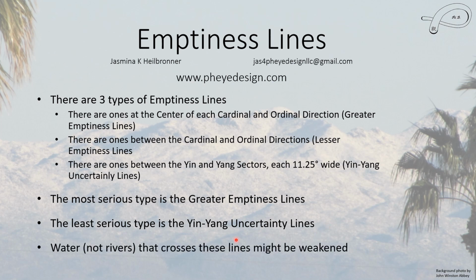Now, if you have a water body that crosses one of these lines or this line too, some practitioners consider this weakened, but even if it's weakened, it's still good. Now, I do want to make clear that this is waters like lakes or ponds. Rivers do not count. For rivers, you use Sanhe methods, not San Yuan methods, and this is a San Yuan method.